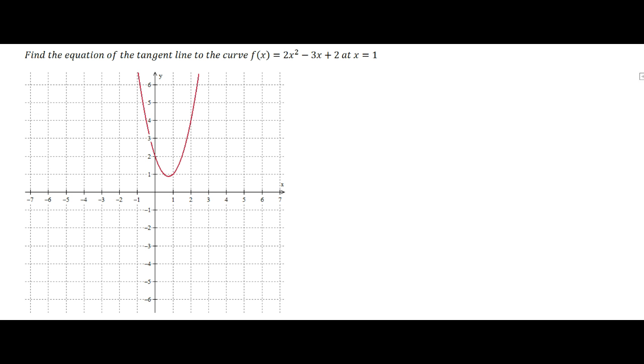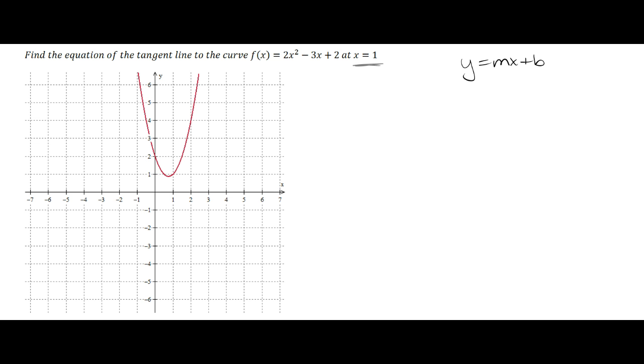The first example is here. Find the equation of the tangent line to the curve f of x is equal to 2x squared minus 3x plus 2 at x equals 1. I have the graph here. You don't actually need the graph, but it can serve to be quite useful. So let's have a look at what we're looking at here. So we've got an x value of 1, and remember we are looking for the y equals mx plus b equation of the tangent line.